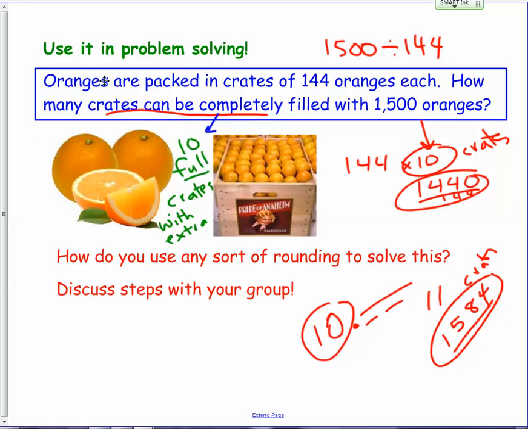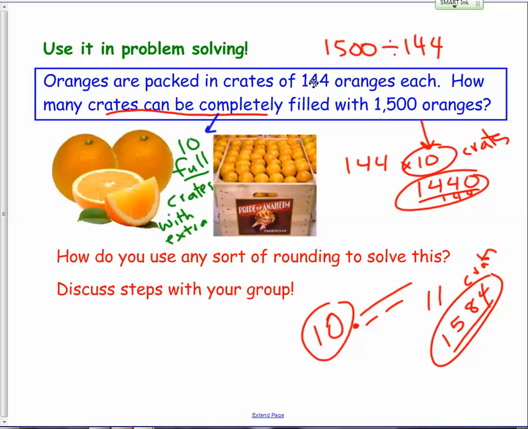In this problem, we worked with oranges, and they're being packed in crates. Each crate holds 144 oranges, and you have to pay very close attention to the question. How many crates can be completely filled? I'm maybe selling these to grocery stores, and they only want full crates. Well, I had you estimate in groups, and some of you said 10, and the highest estimate was 100. So we talked about how you think about this. You could all multiply by 10 easily. So 144 times 10 is 1,440 oranges, and that would be 10 crates of oranges.